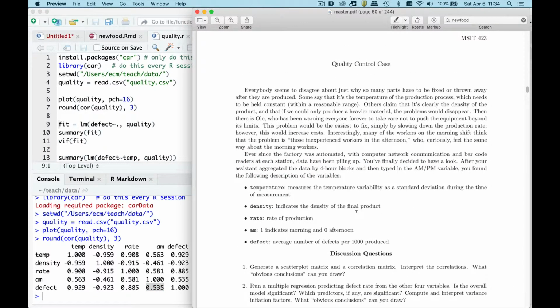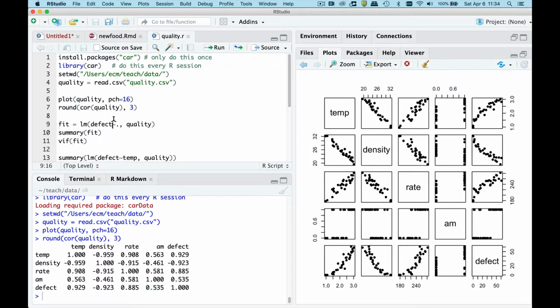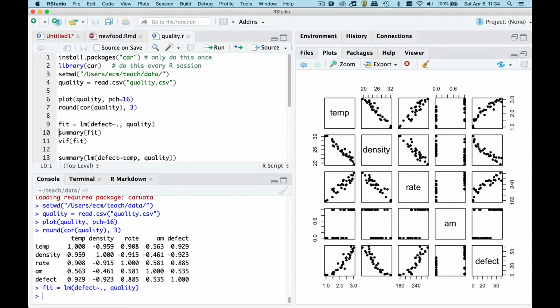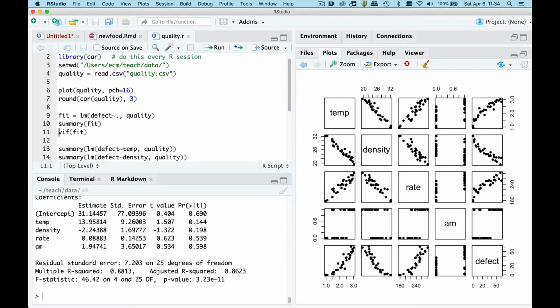Second question: perform a multiple regression predicting defects from all 4 variables. Is the overall model significant? Which predictors, if any, are significant? So let's go do that. Here's the regression of defects on everything else, and here's the output. We were asked to test the overall significance, and that is going to be tested with this p-value.